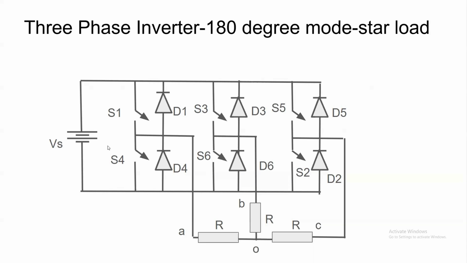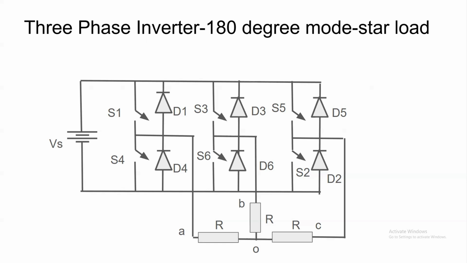The circuit consists of three legs. The midpoint of each leg is connected to the three terminals of the three-phase load. The circuit can be operated in 180-degree or 120-degree conduction mode. In this video, we are going to see the 180-degree conduction mode.